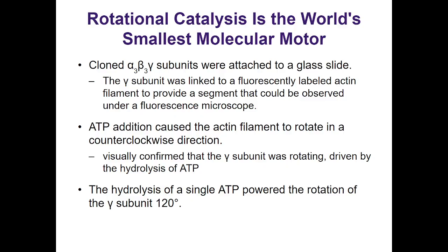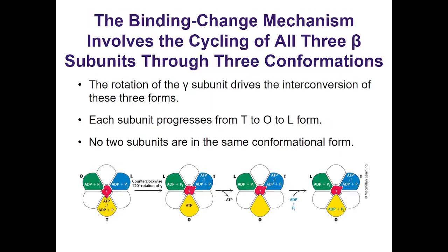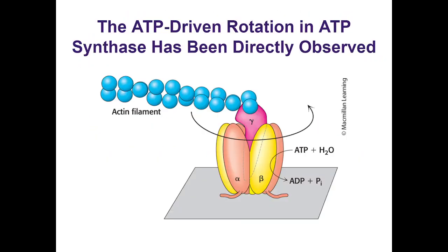The hydrolysis of a single ATP powered the rotation of the gamma subunit 120 degrees. How many times do you have to rotate to get a full 360? 3 times. How many states are there? 3 states, yeah. So each rotation gives you a different state, right? This is what that looks like. Again, we just took the ball portion, right? That's the only portion we want.